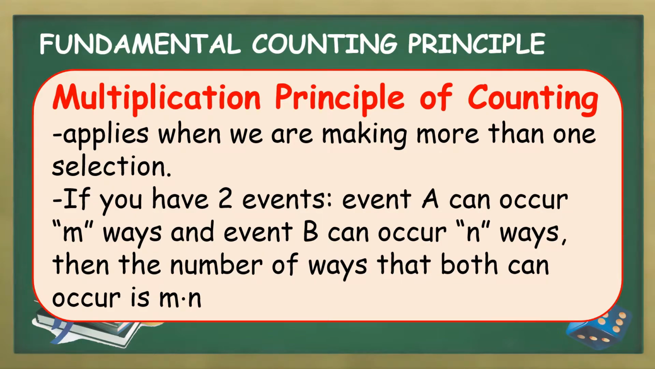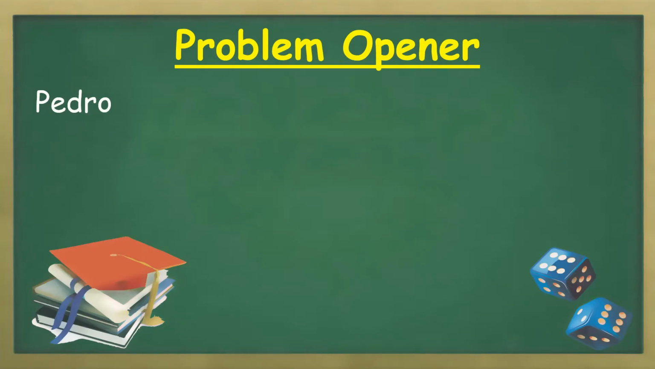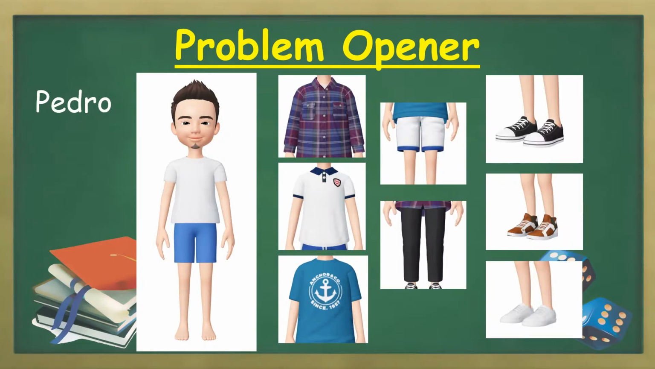This one is applicable to our previous problems, just like the problem of Pedro and the problem of polo shirt combinations. How do we use the multiplication principle of counting in finding the possible outcomes? So let's say we have the problem opener about Pedro. According to the multiplication principle of counting, we can use this one if we have more than one selection. And Pedro will have 3 selections here. Pedro will select what to wear on the top, what to wear on the bottom, and what pair of shoes to wear. So therefore, there will be 3 selections.